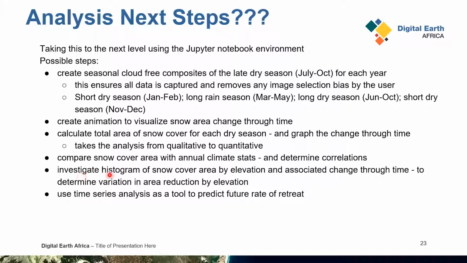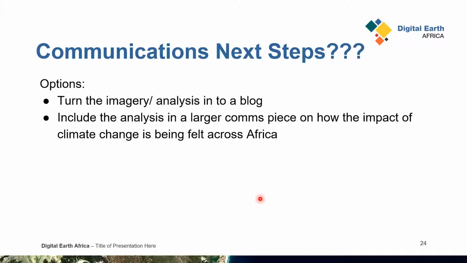So we wanted to try and create histograms for the snow cover by elevation, and then see how it changes over time, and determine the variation in the area reduction by elevation. Then we see if we can use the time series analysis as a tool to predict the future rate of retreat. For communication, maybe we could write a blog or include the analysis in a larger communication piece on how the impact of climate change is being felt across Africa.